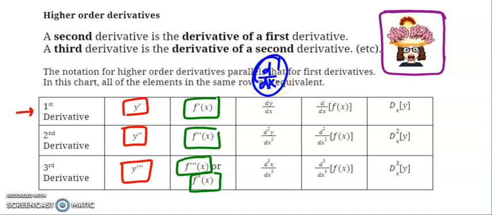This then is the first derivative. It's the change in y over the change in x. This notation then is the second derivative. This one is the third derivative.